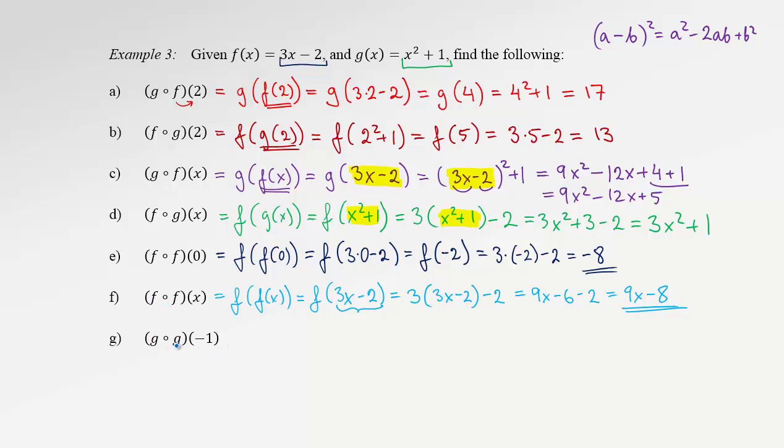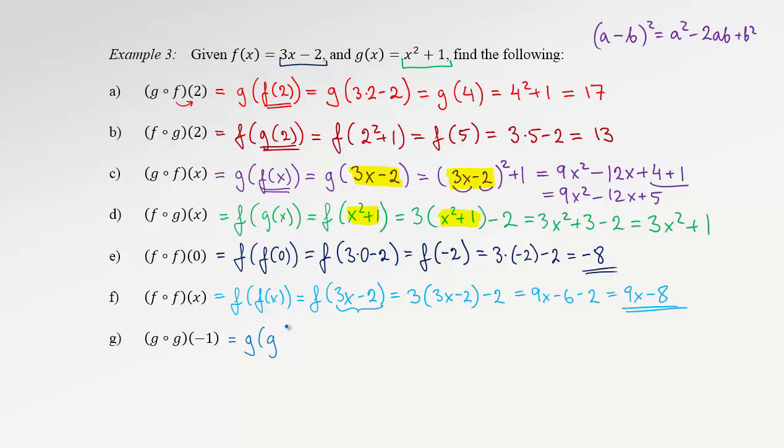Finally, g composed with g at the point negative 1. So, do we expect a single value in the end or an expression? Yes, it's a single value because we evaluate it at a specific x. So, how much would it be?